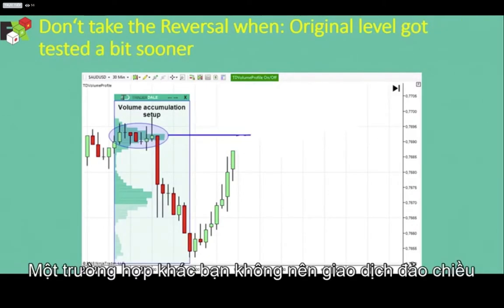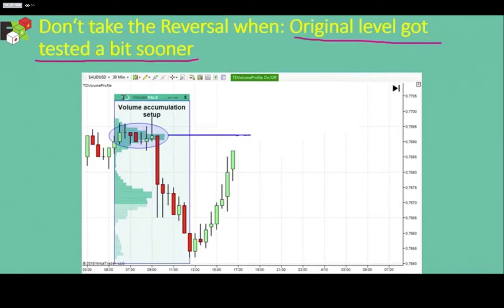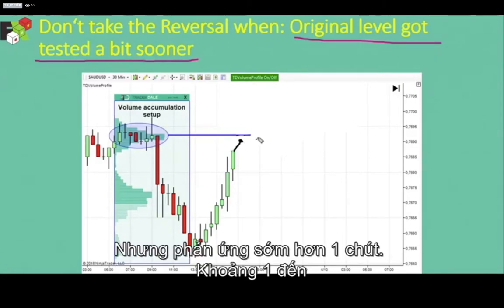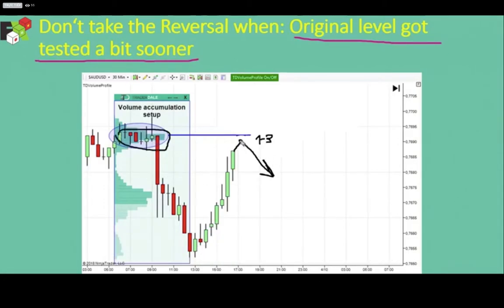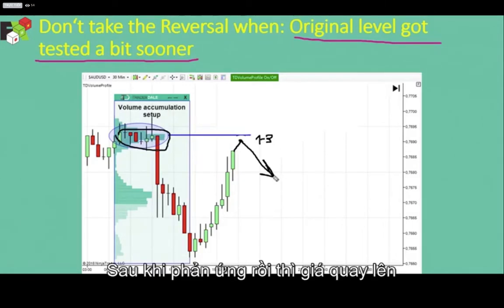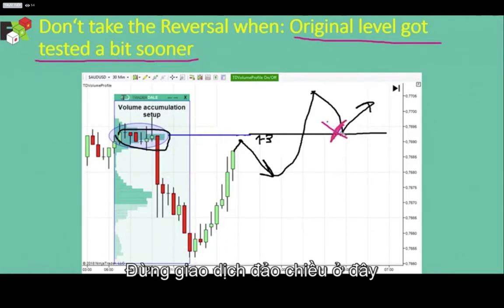Another case where you don't take the reversal is when the original level got tested a little bit sooner. What it means is that the price approached the level, but it reacted a little bit sooner, let's say 1 or 3 pips sooner, and it made a significant reaction. So you can tell that this reaction was a reaction to this level. So when you see something like this, the level is already tested and you don't take the reversal. After such a reaction, let's say that the price returns, goes past the level, then returns, you don't take the reversal from there, because the level already worked only a little bit sooner.